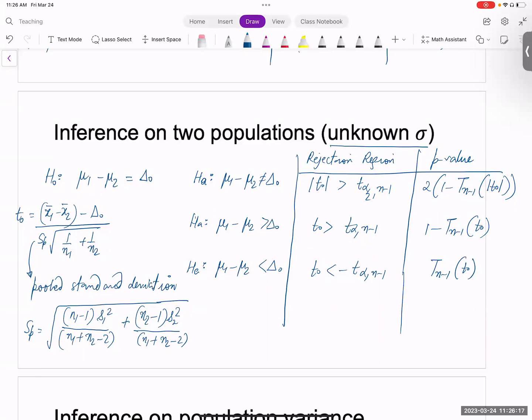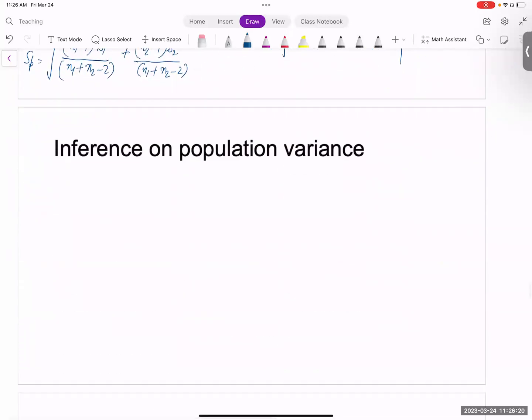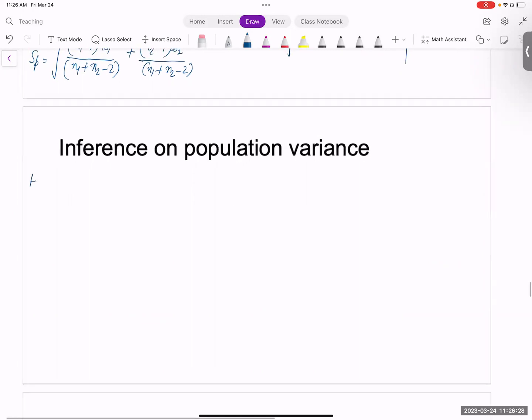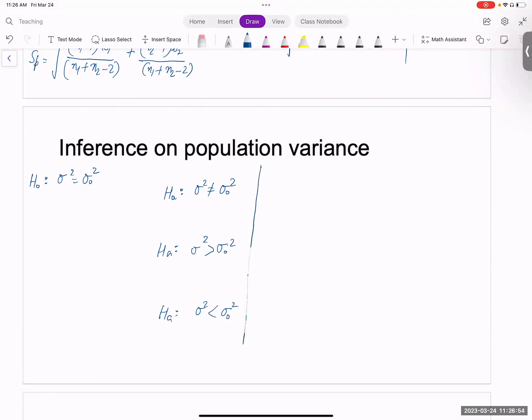Now, the last one is, so far we have done inference on population mean, but we can also do inference on population variance, right? In this case, your null hypothesis is sigma squared is equal to sigma naught squared. And then an alternate hypothesis can take 3 different forms. The first one is sigma squared not equal to sigma naught squared. Second is HA: sigma squared is greater than sigma naught squared. And then the third one is sigma squared less than sigma naught squared. Right, so we have 3 cases.